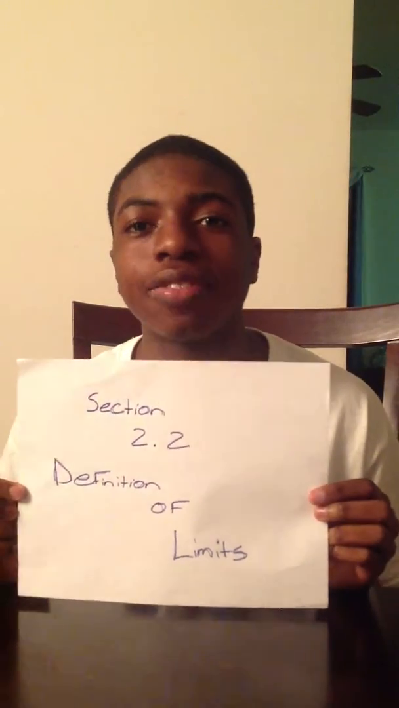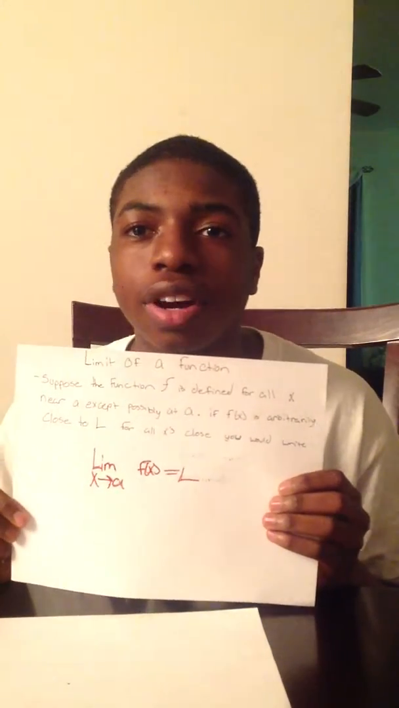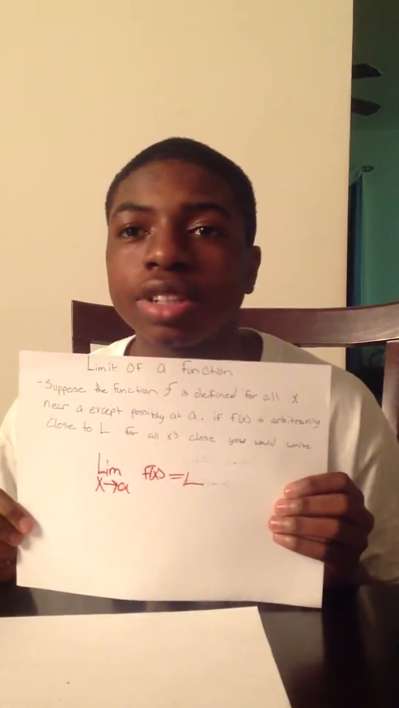Tutorial on section 2.2 in calculus, definition of limits. First, we'll talk about the limit of a function. Suppose the function f is defined for all x's near a except possibly at a. If f of x is arbitrarily close to L for all x's close to a, we would write the limit as x approaches a of f of x equals L.